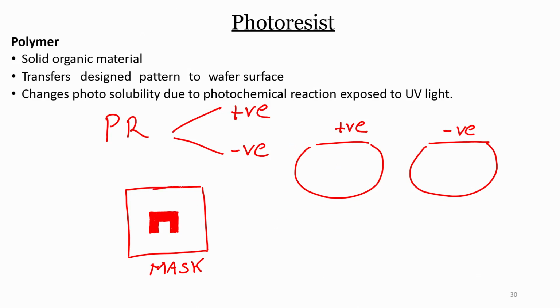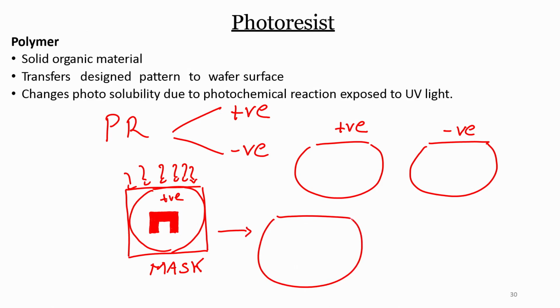So, if I use this mask on the photoresist, what does that mean? If I keep this mask on this wafer like this, and the wafer is coated with positive photoresist, what will happen is that when I expose it to UV light and I develop the wafer, in which I use this kind of mask, then I will have my photoresist protected in this area.